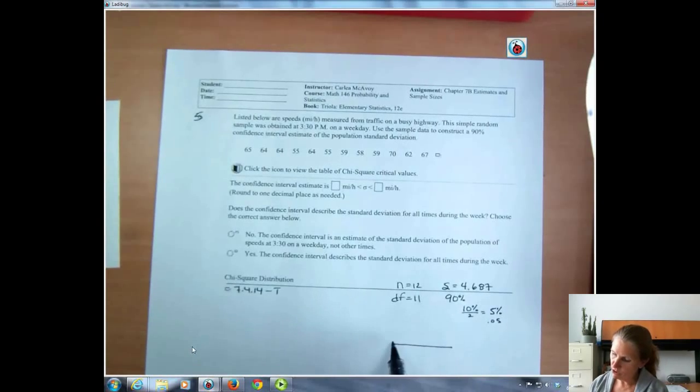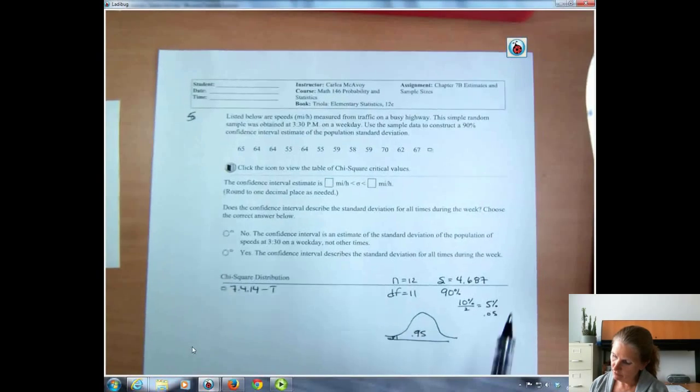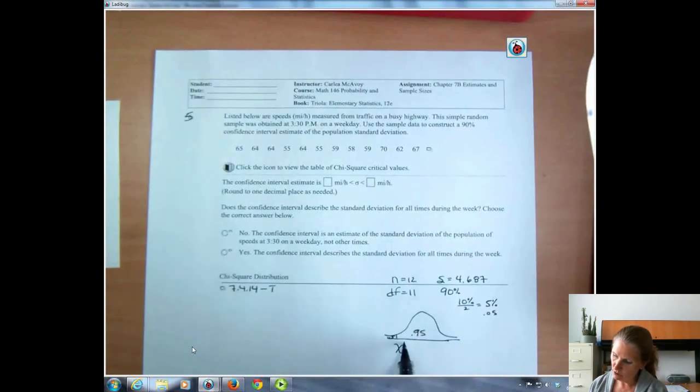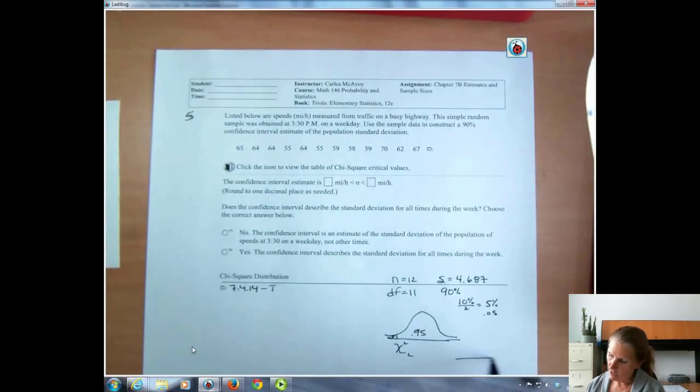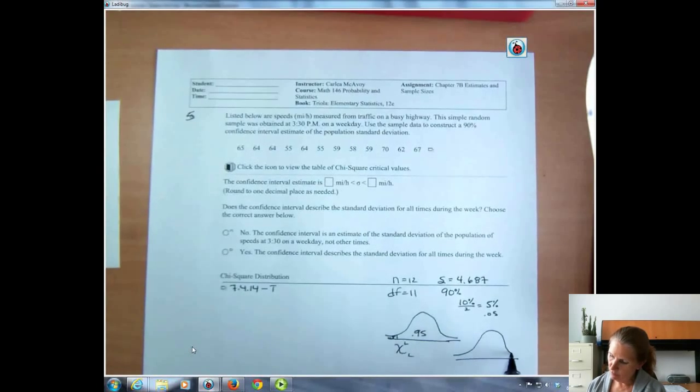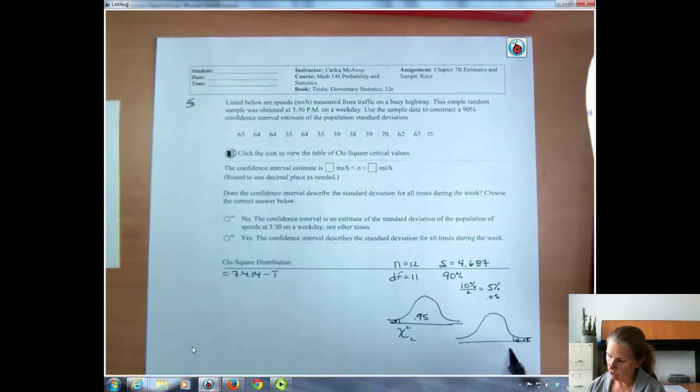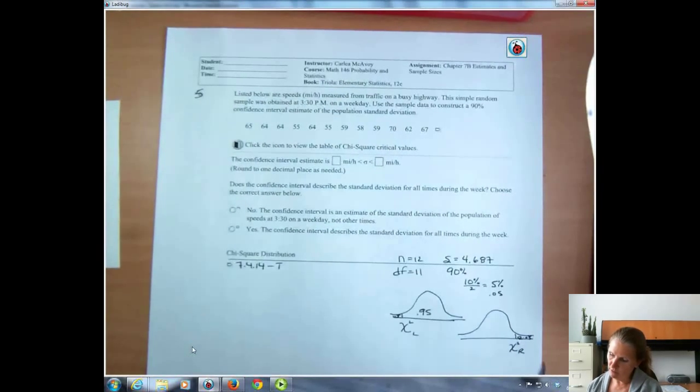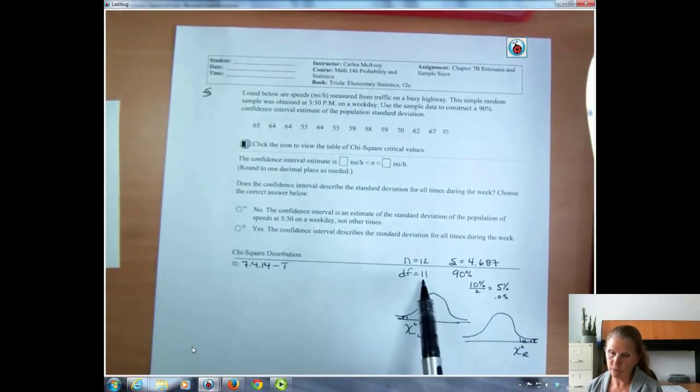Again, I'm going to show you this, even though I've showed it to you already. If I have 0.05 over here, then I have 0.95 over there, and that's what I'm going to use for that left value. And on the other hand, if I have 0.05 over here, that's what I use because I'm always asking what's the area to the right. So that's why I'm doing that. So I have that 0.95 and 0.05 with the degrees of freedom of 11.